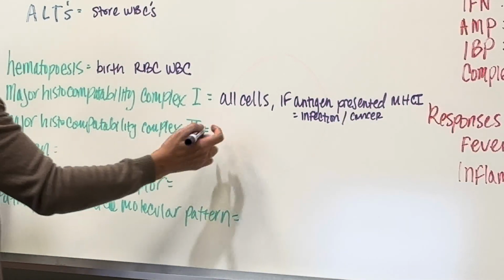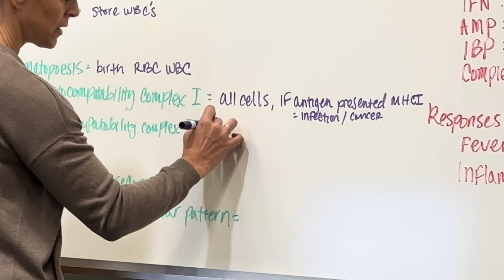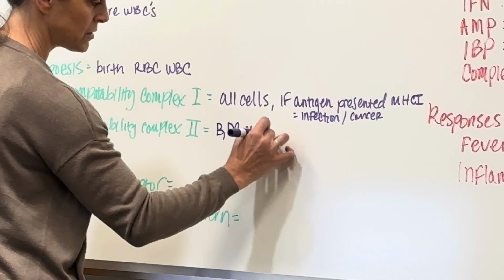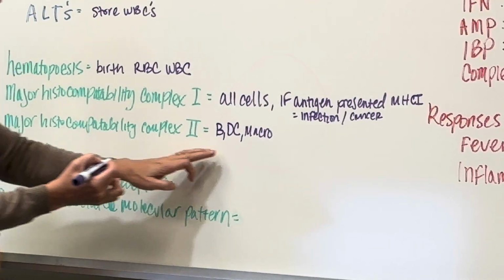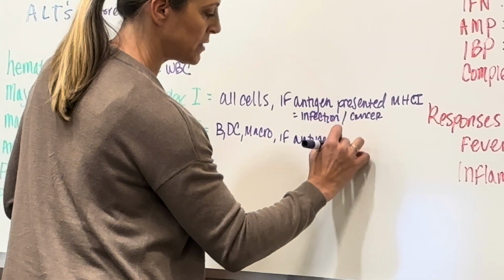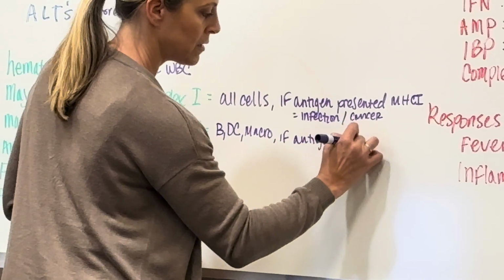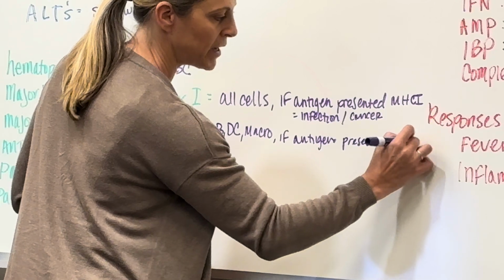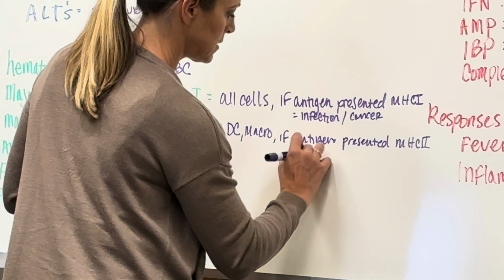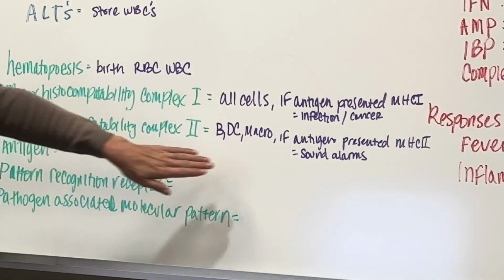Okay, who has MHC2? Professional antigen presenting cells. Which ones? B cells, dendritic cells, and macrophages. And if an antigen is presented on an MHC2, then what does that mean? Go get them. Yes, sound the alarms. Okay, we'll talk more about alarms today and what that means.